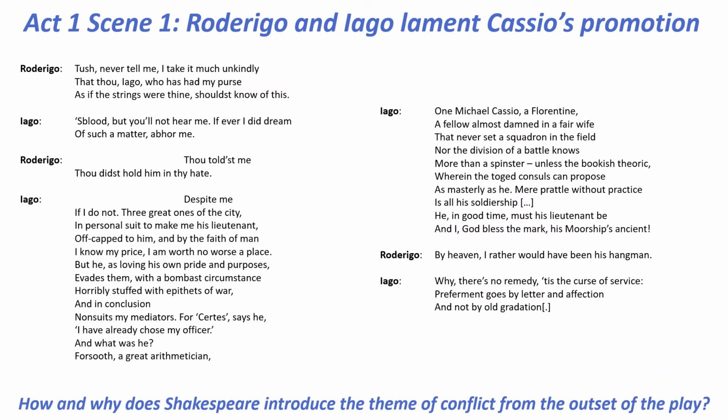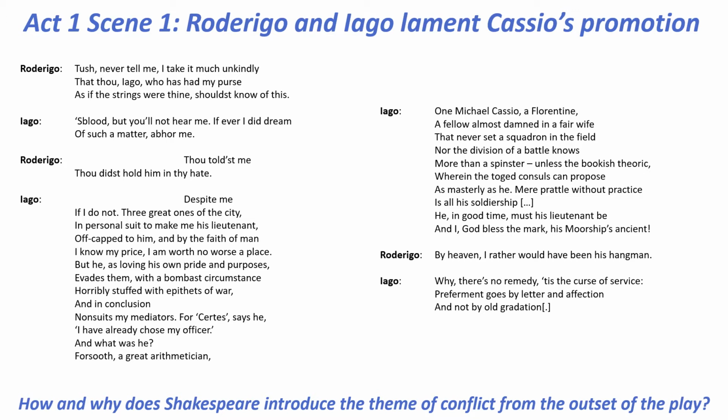So Act 1, Scene 1 begins with Roderigo and Iago entering the stage, and they lament Cassio's promotion. So Roderigo says, "Tush, never tell me, I take it much unkindly, that thou, Iago, who hast had my purse as if the strings were thine, shouldst know of this."